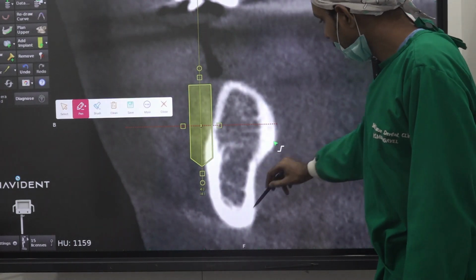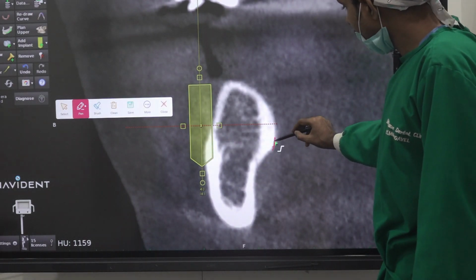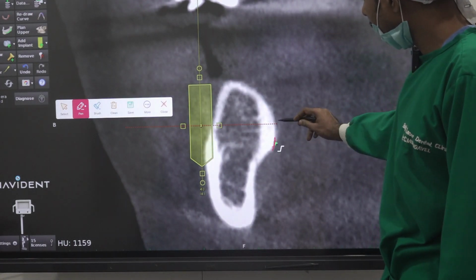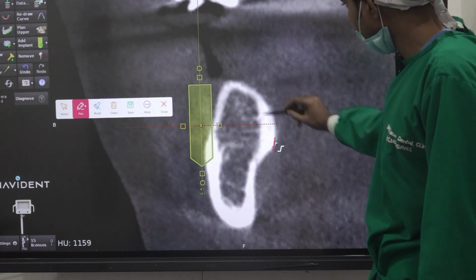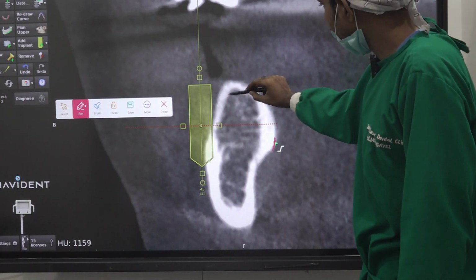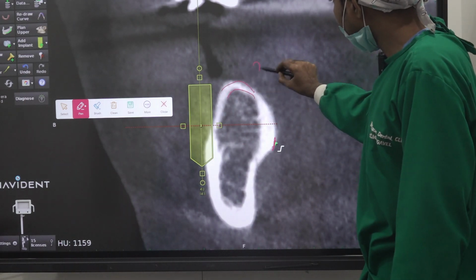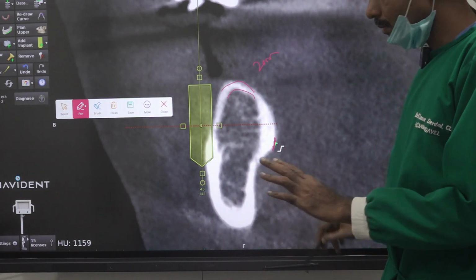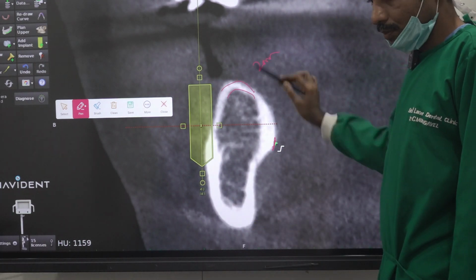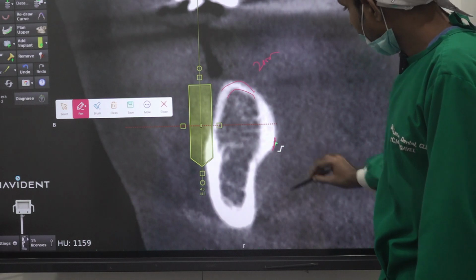See the outline. There is mylar ridge. Even in the mesial root of the first molar, we are seeing mylar ridge. The crestal cortical is good, right? It is around 2 mm. So our implant will be taking main support from this crestal cortical.